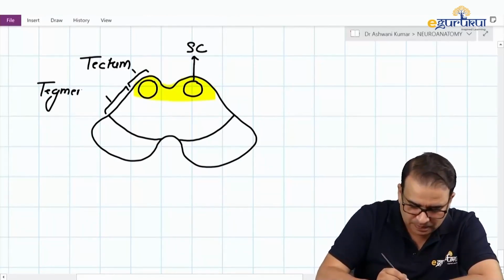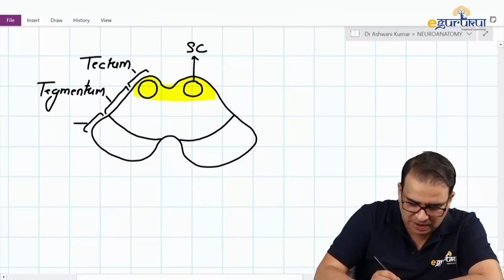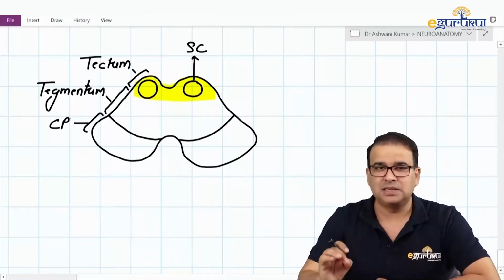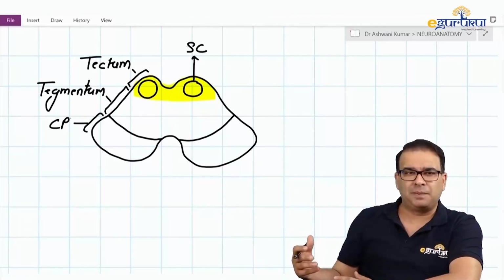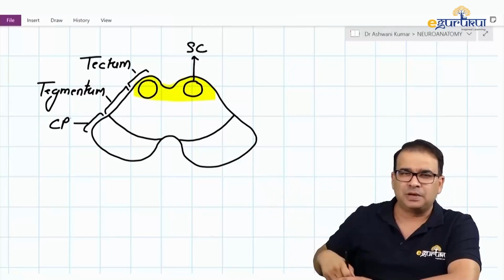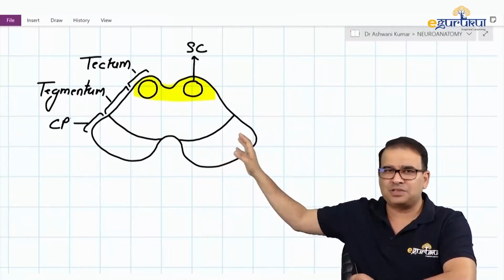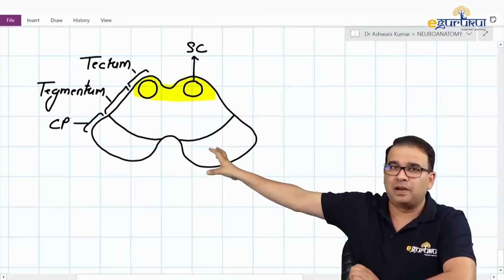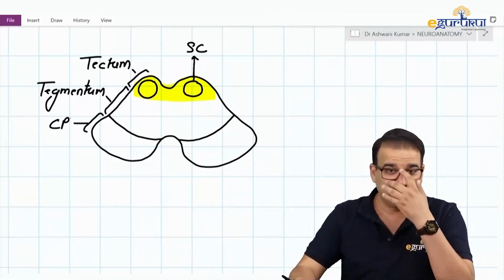And I don't have to tell you about this part. We already discussed it. This is called the cerebral peduncle. I'm just writing CP over there. That is cerebral, not cerebellar. Cerebral peduncle. And if you wonder why we call it cerebral peduncle, it's a part of midbrain because the descending tracts from the cerebrum are present here only. Pyramidal tract or extrapyramidal tract, they are all located in this part here. So the name given to this is cerebral peduncle, although it is a part of midbrain.